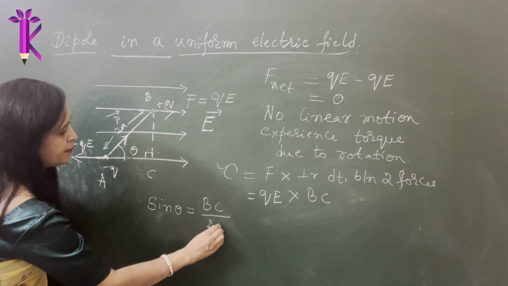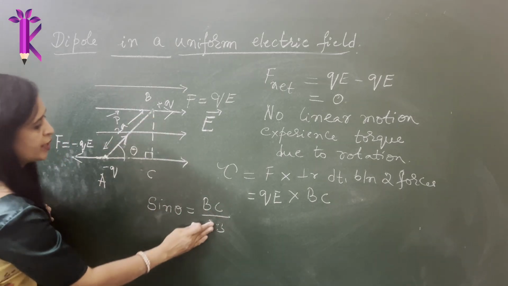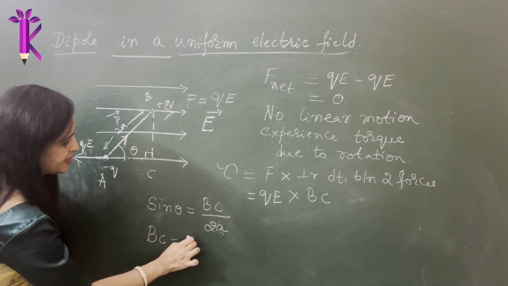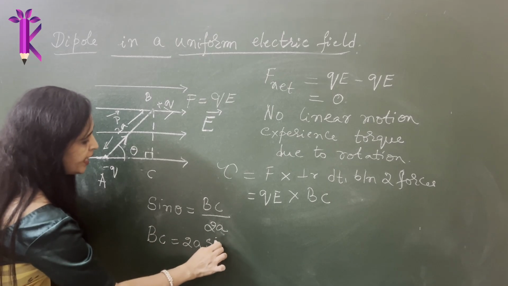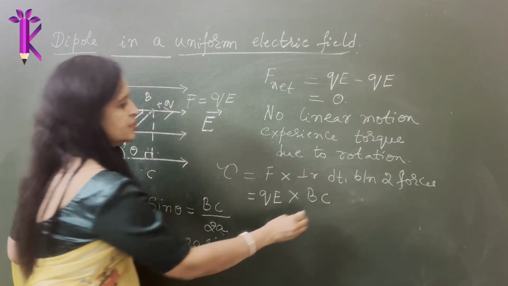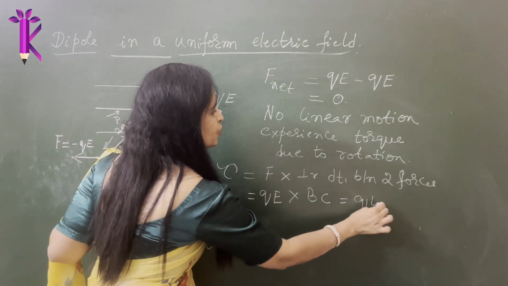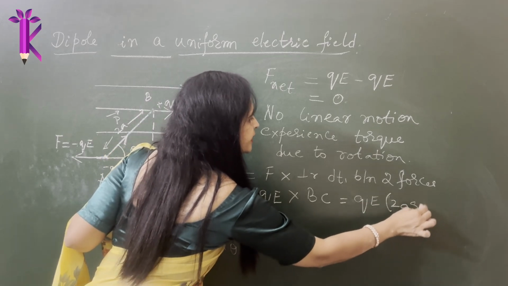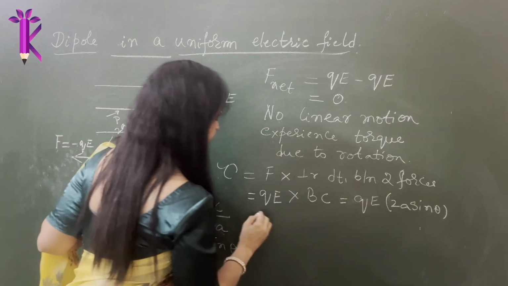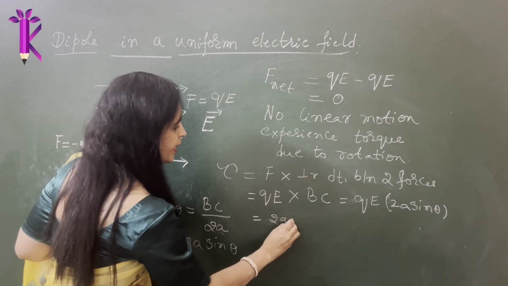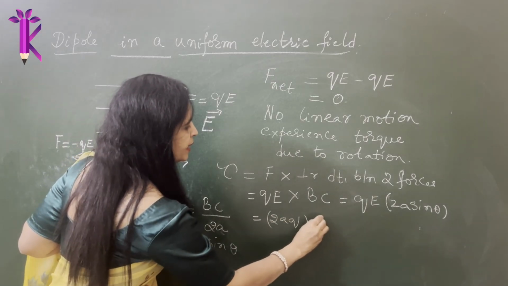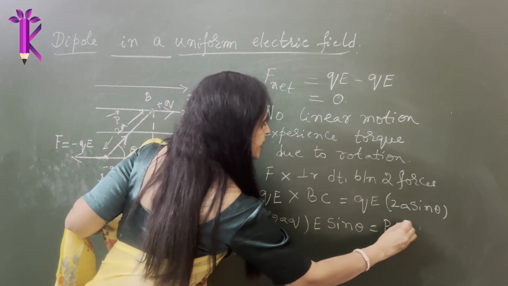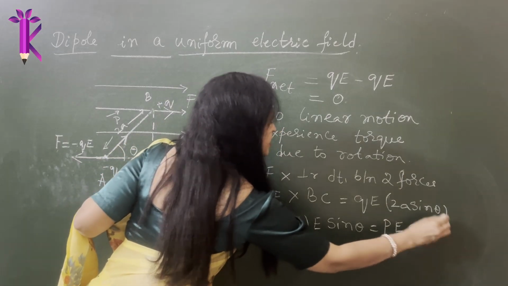What is the value of AB? AB is 2A, so you can write it as 2A. So what is the value of BC? BC will be equal to 2A multiplied by sine theta. So this can be replaced as QE multiplied by 2A sine theta. But what is 2A into Q? 2AQ is the dipole moment, multiplied by E into sine theta, which is nothing but PE sine theta.